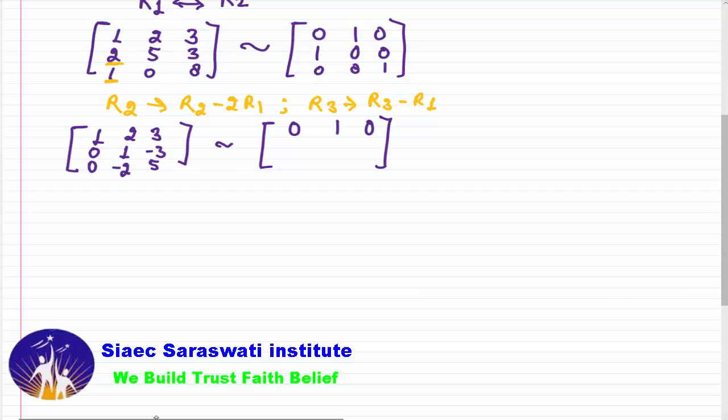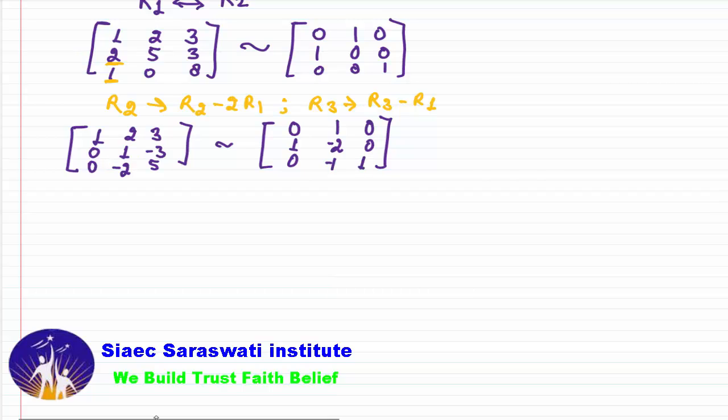Moreover, in this side, when you do R2 minus 2 times of this, again it will be 1, it will be minus 2, it will be 0, it will be 0, it will be minus 1, and it will be 1.